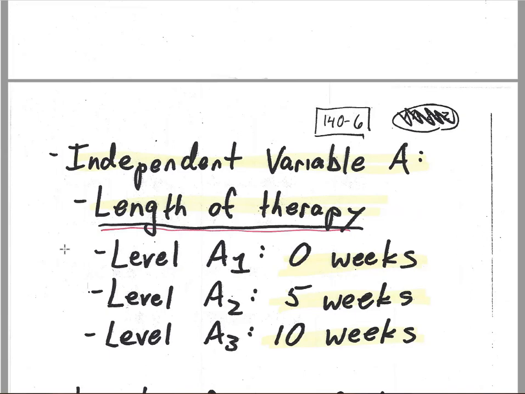One-third of your subjects will be assigned to level A1. They will get 0 weeks of therapy. In other words, they get no therapy at all. They'll be the baseline against which we compare the other two conditions.